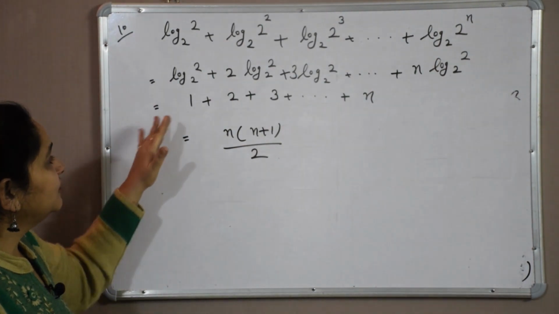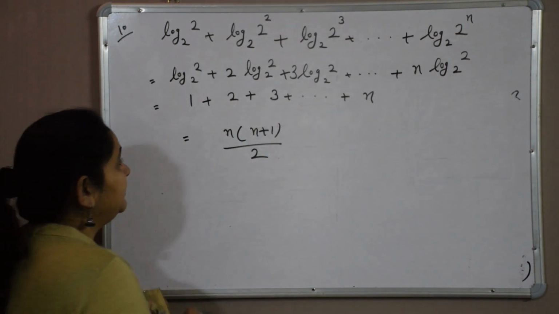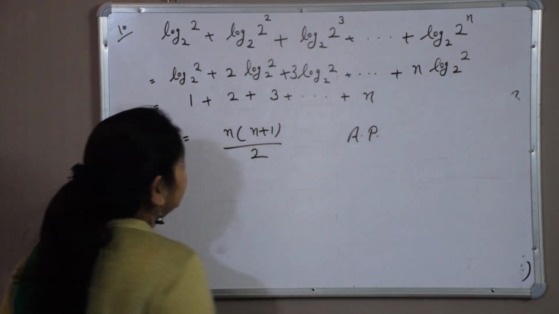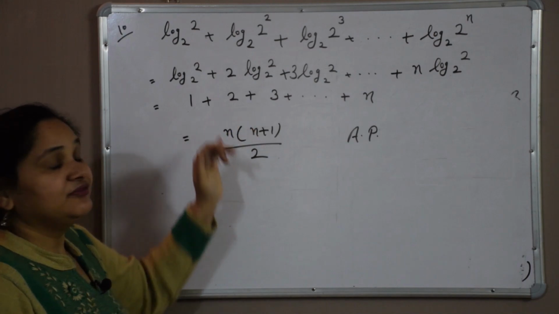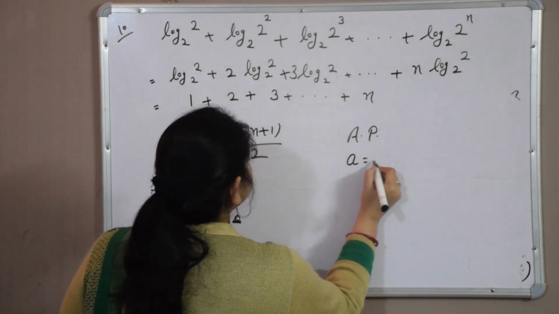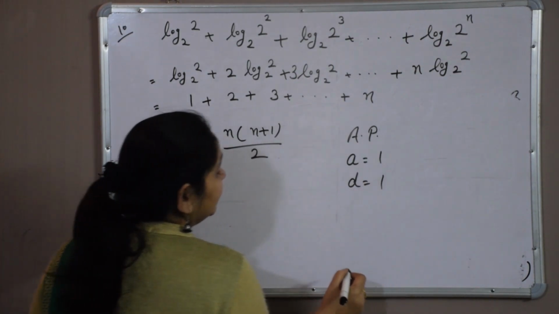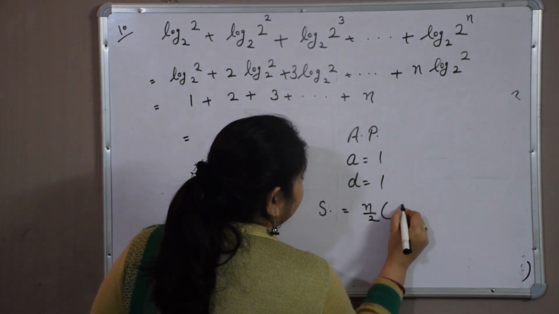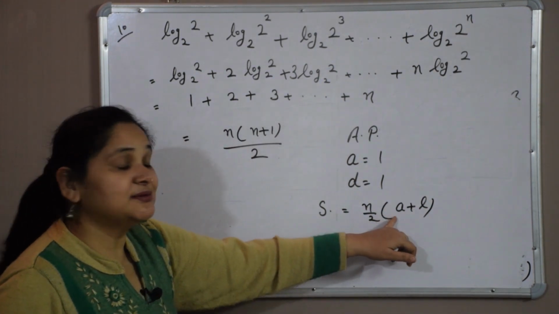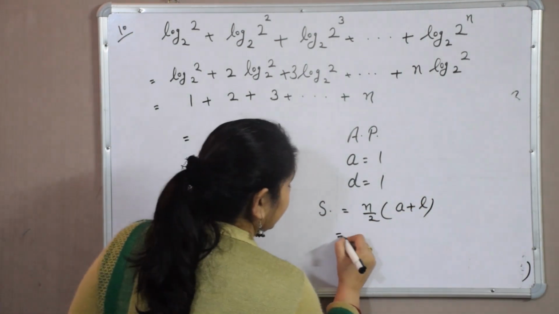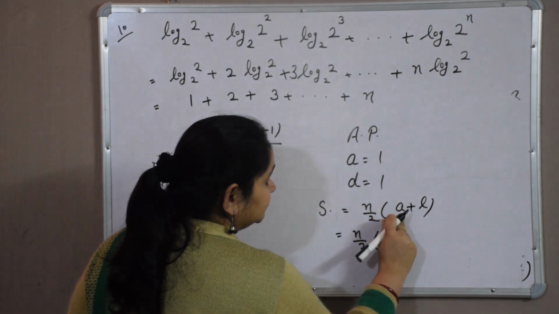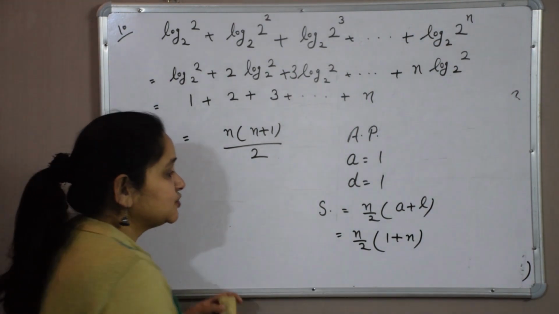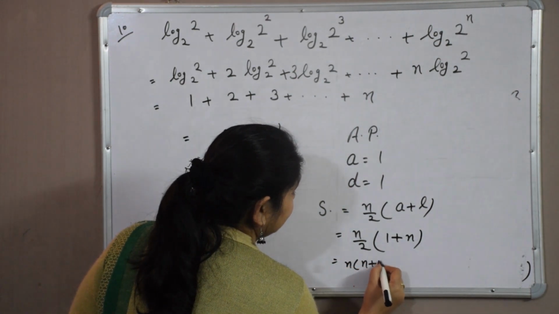Everyone knows, and if you do not know, you can find it by using the AP, because this is a sequence, and see this sequence is in AP. AP means arithmetic progression, and here the common difference is the same. Common difference is 1 here. Here a is the first term, a is equal to 1 and d is equal to 1, and we know that the sum of first n terms is equal to n by 2 into a plus l. Here a is the first term and l is the last term. So n by 2, what is our first term? 1. And what is our last term? That is n. So it becomes n into n plus 1 divided by 2.